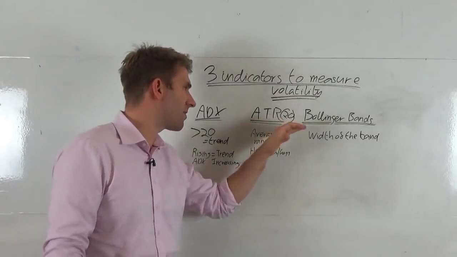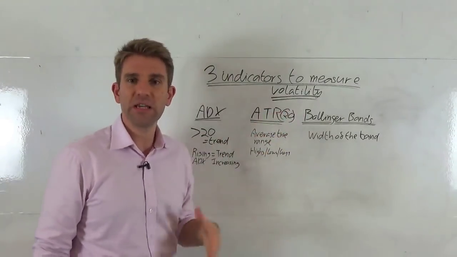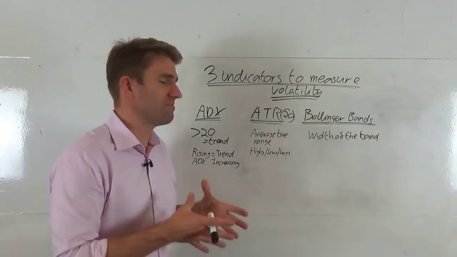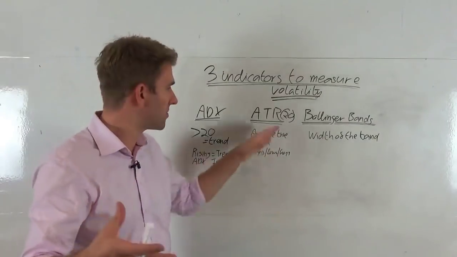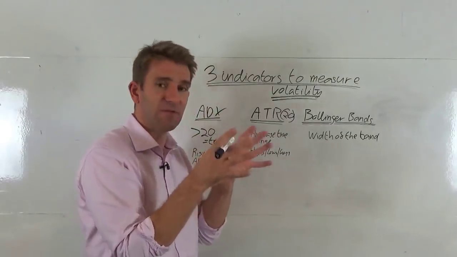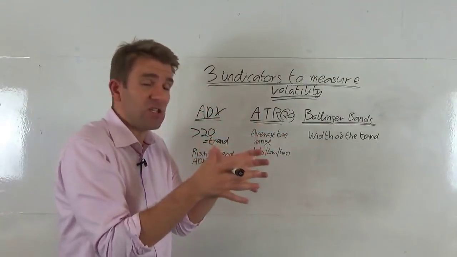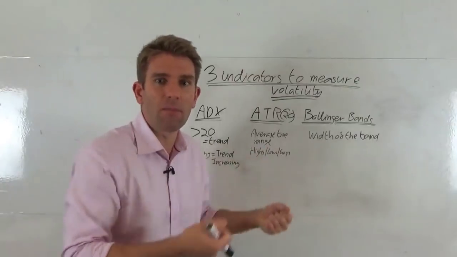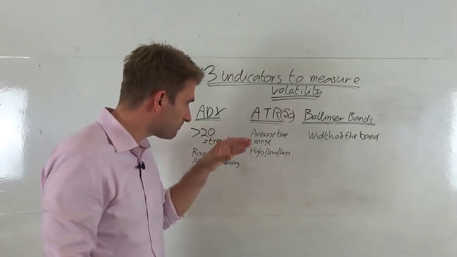Or 14 is another popular one as well. 20 to 14, both reasonably popular ones. It doesn't make that much difference. It's just obviously the longer the time frame, the more you're taking in, so the more it's going to be damped, and the shorter the time frame, the less data you've got, but the more relevant it's going to be to the current market conditions. So you need to adjust that to suit.